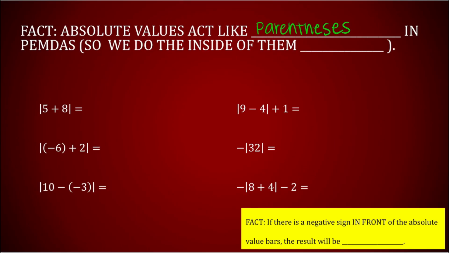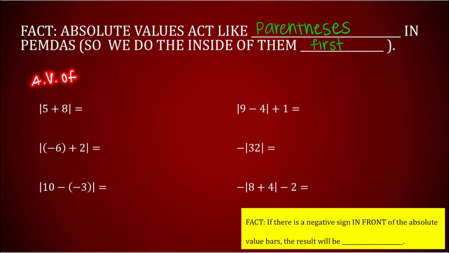They're not exactly parentheses because in a normal parentheses you just keep the positive or the negative, whereas in absolute values you make it positive. But for the sake of PEMDAS, we treat them as parentheses, so we do the inside of them first before we do anything else. This is a common mistake I'll see students make, and I'll explain that more in just a second. So, for example, here we have the absolute value.